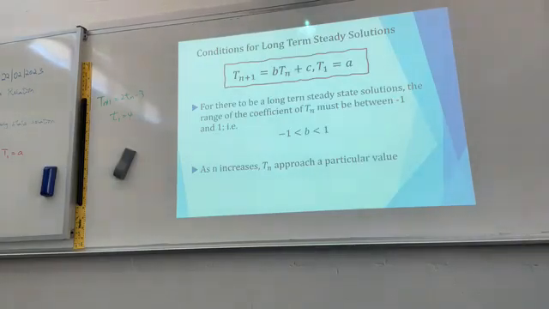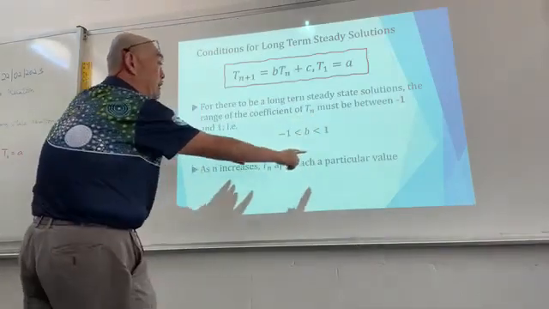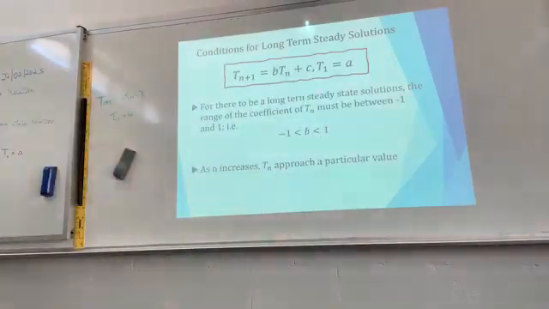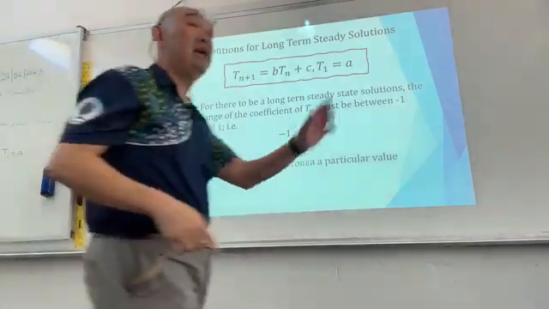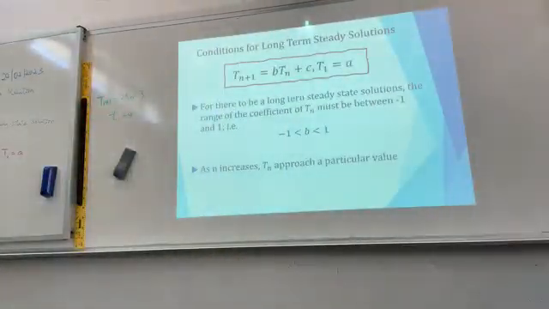What is the condition for a long-term steady state solution? In order to have a long-term steady state solution, the coefficient of Tn must be between -1 and 1 only, and it cannot be 0. If it is less than -1, it is long-term decreasing. If it is greater than 1, it is long-term increasing. So here, as n increases, Tn approaches a particular value.